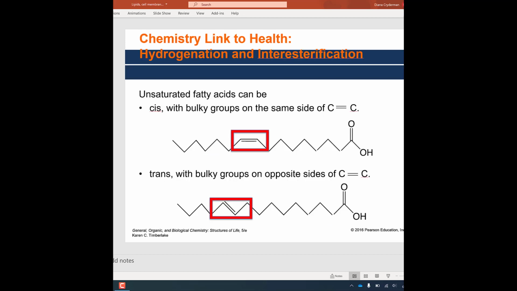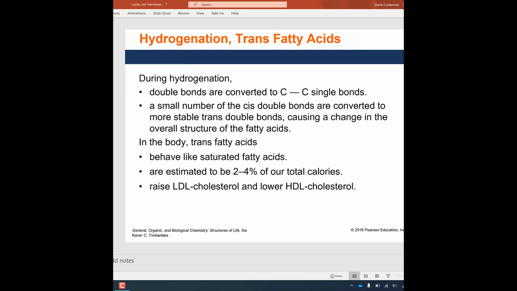And so we can have something like an unsaturated fatty acid can be cis with bulky groups on either side, trans with bulky groups on opposite sides. And so during hydrogenation, those double bonds are converted to these single bonds. But a small number of the cis double bonds can be converted to the more stable trans, causing a change in the overall structure.